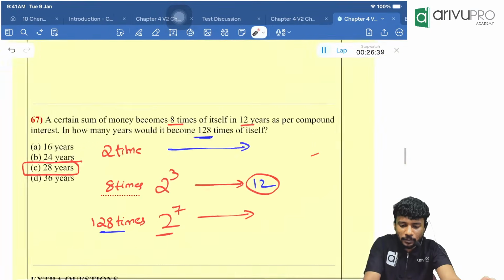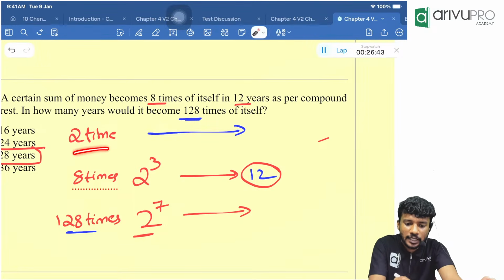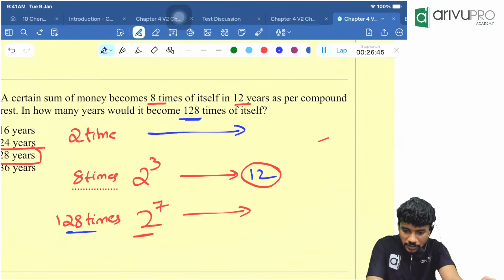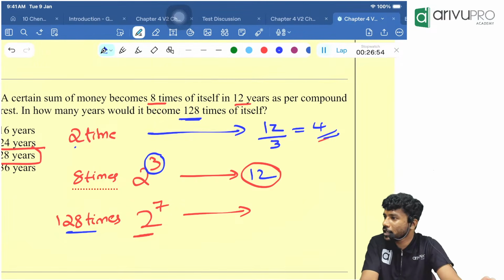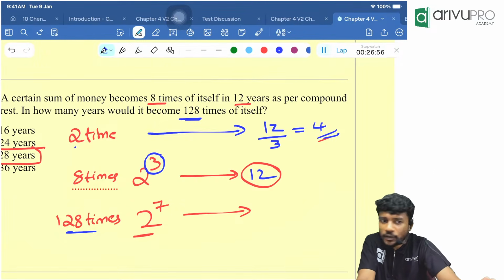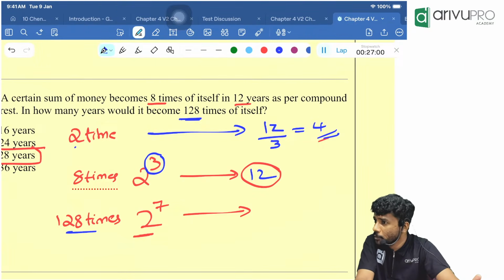In this question, people, I have that 12 over here so that I can find 2 times. How will I find that? This 12 should be divided by this power, that is 3. So how many years does 2 times take? 4 years. Abdul, did you understand how that 4 came into the picture? Can you please confirm, Abdul?